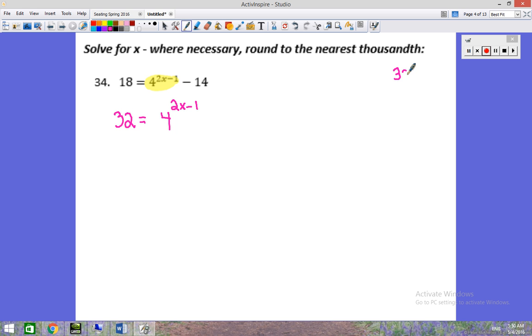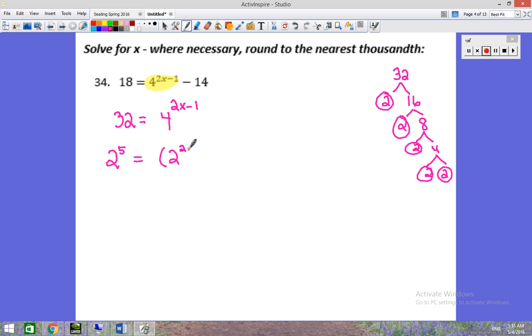Maybe you need to come over here with 32 and recognize, well, 32 is 16 times 2. 16 is 2 times 8, and 8 is 2 times 4, and 4 is 2 times 2. So you have 1, 2, 3, 4, 5 factors of 2. 2 raised to the 5th power is 32. Now, the 4, that's easier to see, 2 squared. 2 times 2.